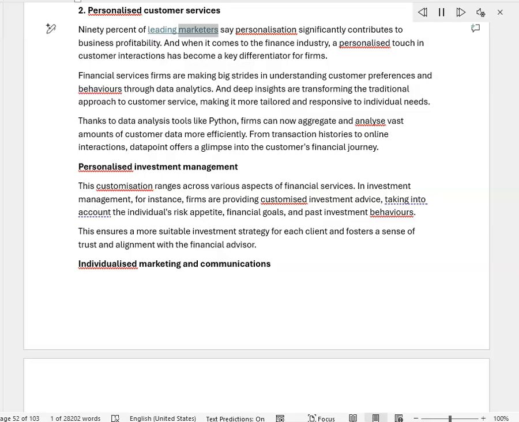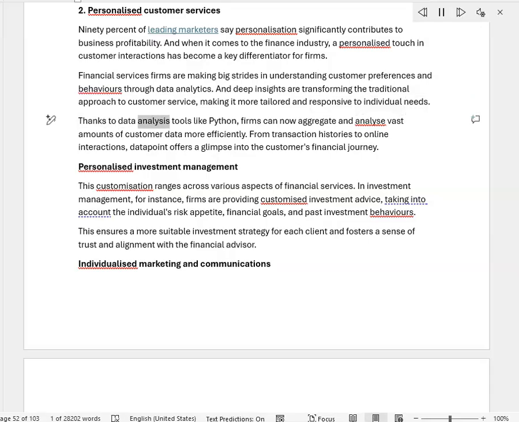90% of leading marketers say personalization significantly contributes to business profitability. And when it comes to the finance industry, a personalized touch in customer interactions has become a key differentiator for firms. Financial services firms are making big strides in understanding customer preferences and behaviors through data analytics. And deep insights are transforming the traditional approach to customer service, making it more tailored and responsive to individual needs.